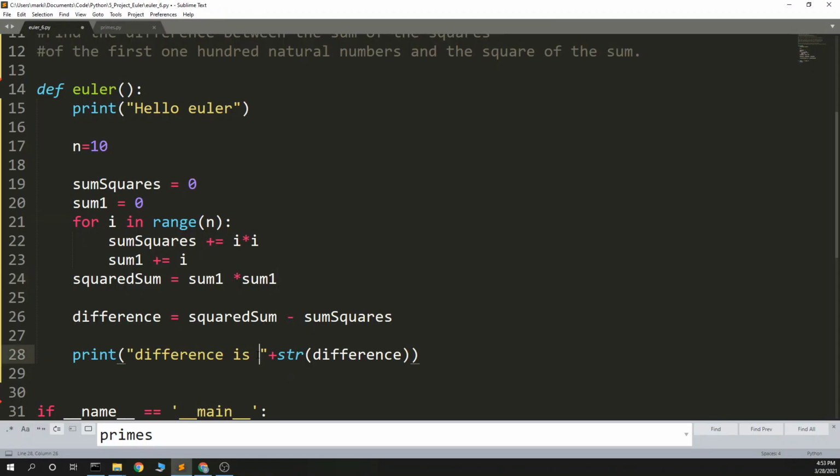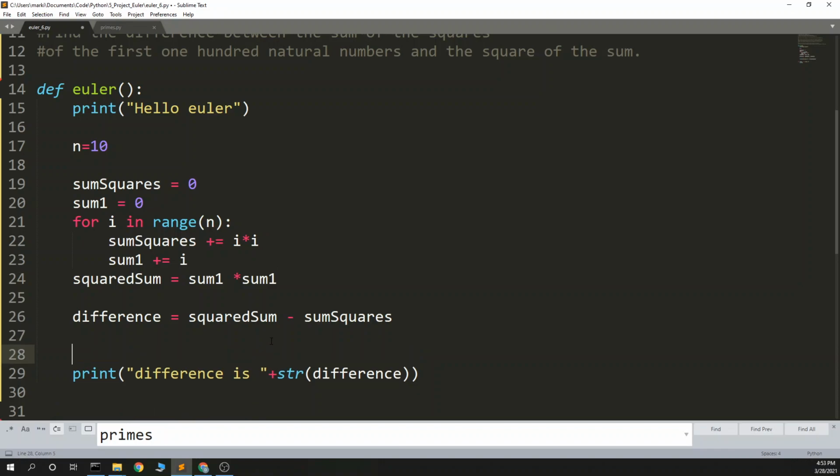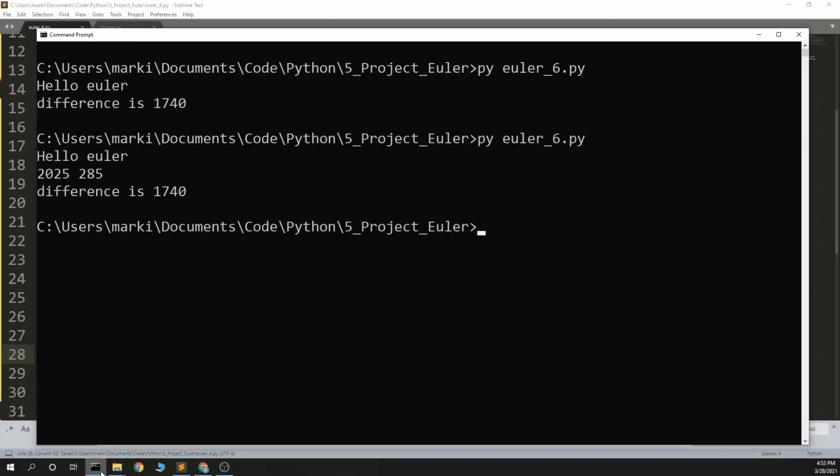So let's say print squared sum. Which one's wrong? You already know which one's wrong because you've been paying attention. I don't because I haven't been. Sum squares: 2025, and 2085. And 285.